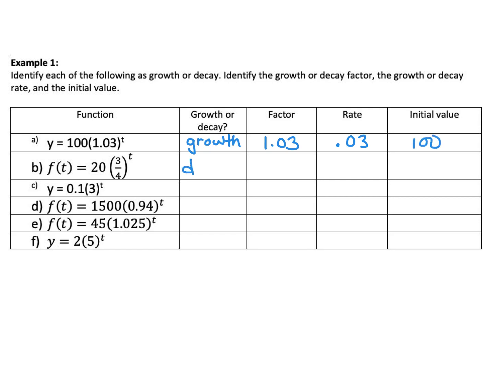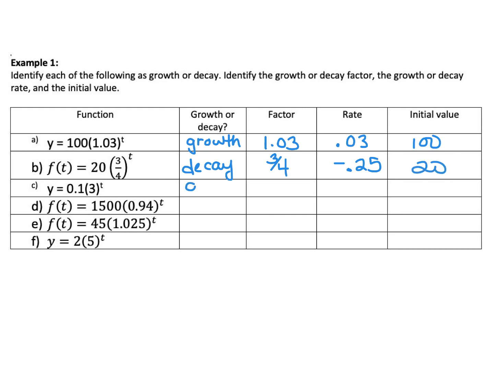Letter B is an example of a decay function because the base is less than 1. The decay factor is 3/4. The decay rate would be negative 1/4, and as a decimal that would be negative 0.25, because often when we talk rates, we're often talking percentages. So negative 0.25, and my initial value is 20.